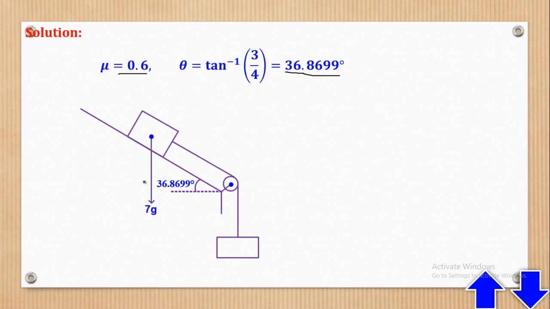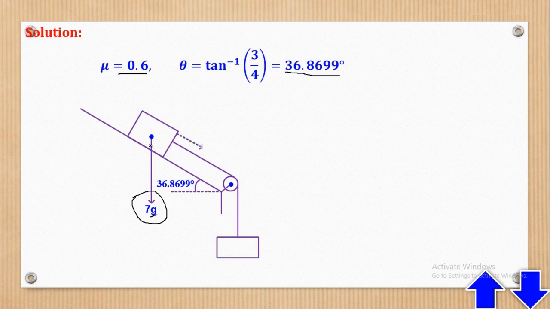Like we always say, the first step is to show the weight. For this, it will be 7g because it was 7 kilograms, where g is acceleration due to gravity. So this g is not grams, it is acceleration due to gravity.